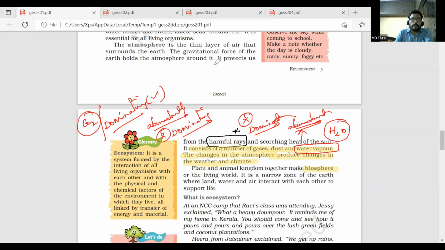Biosphere, I told you, bio is nothing but life, which comprises the plant life and the animal life, and which are being supported by water, air, land, etc. All right, so these are little basic things which you should highlight as part of your class notes.